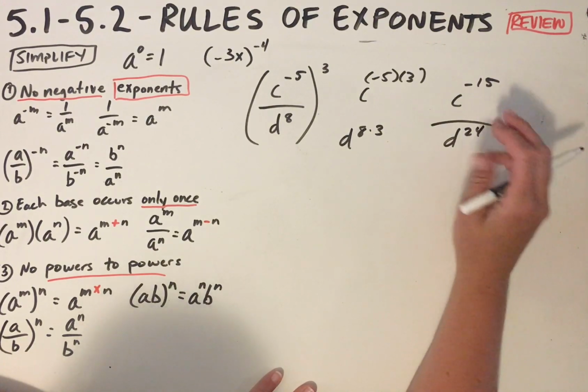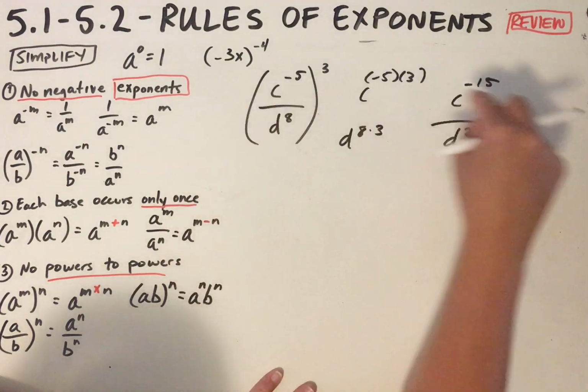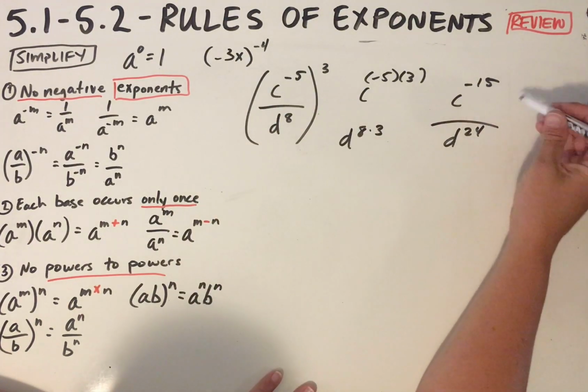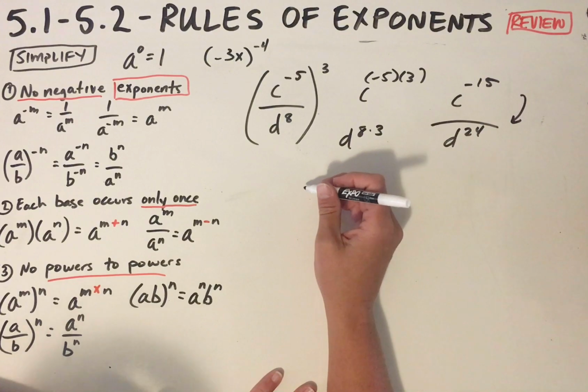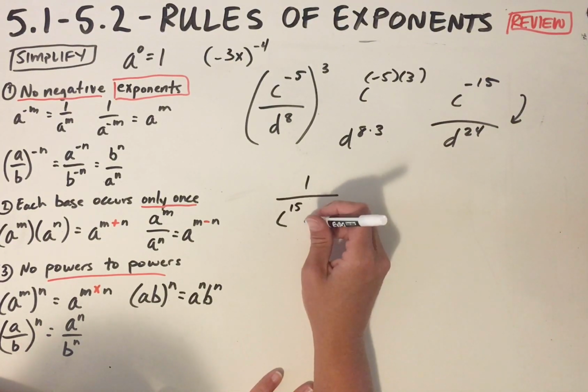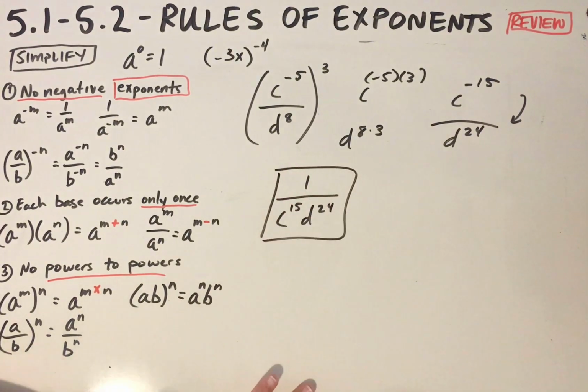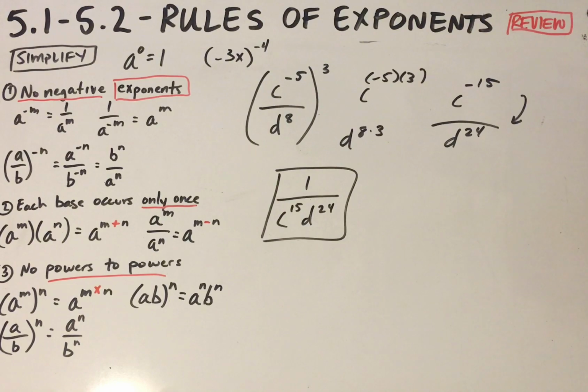Okay, so there's no powers to powers. Check. That one's done. But I have a negative exponent. Well, to make this positive, I need to put it downstairs. So what is my final answer going to be here? It's going to be 1 over c to the 15th d to the 24th. And that is going to be simplified.